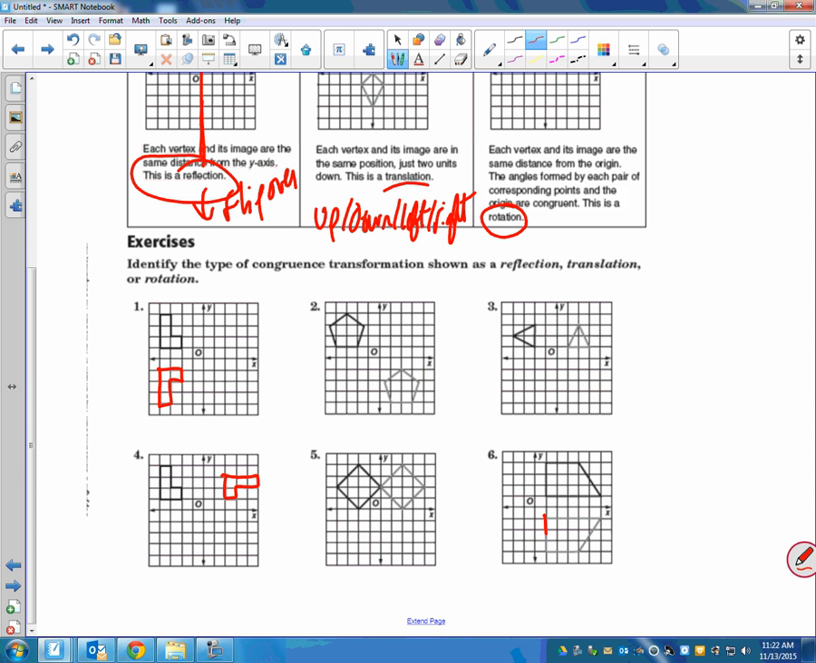So take a couple minutes, and go through and label it. Is it a reflection, a translation, or a rotation? You don't even have to do this as detailed as you did in 8th grade. You don't even have to say rotated this many degrees. You can just say rotation.